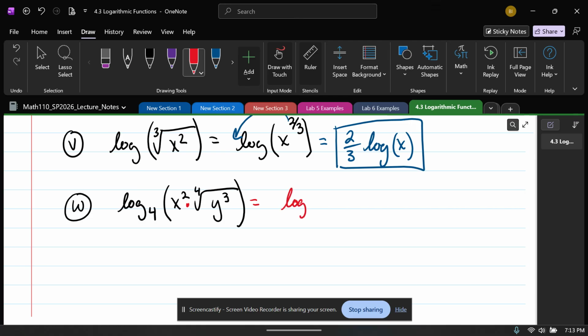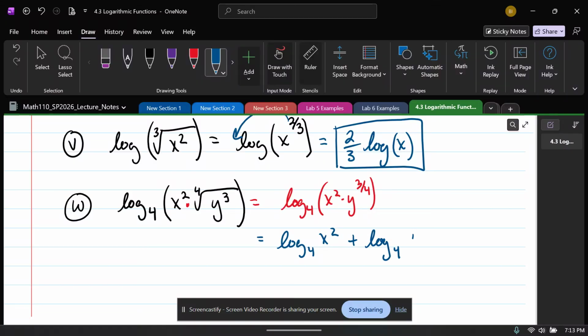So log base 4 of x squared times y to the 3/4. That's the first thing that I do. Whether you think that step or you rewrite that step, it doesn't matter. That's the first thing that you want to do. Then, okay, how does this break apart? Addition, subtraction. It's multiplying, so they become what? Addition. So this is really going to be log base 4 of x squared plus log base 4 of y to the 3/4.